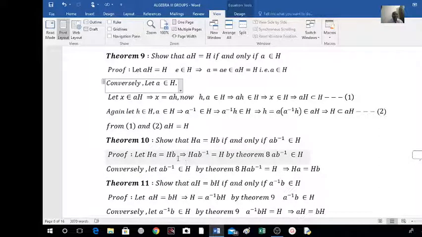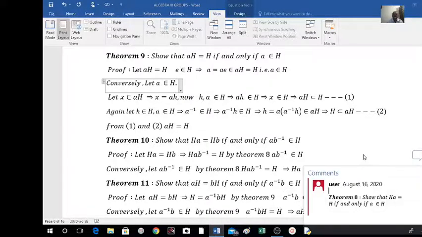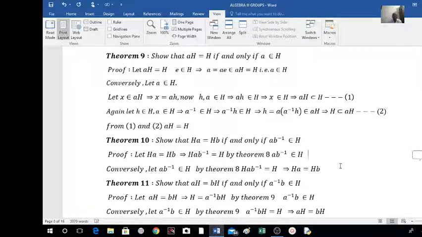What is theorem 8? HA equal to H implies that a belongs to H. Here what I am getting is H a b inverse equal to H. Just think that the whole a b inverse is equal to, say, a. Then how does this look? HA equal to H, then applying theorem 8. Yes, this is theorem 8: show that HA equal to H if and only if a belongs to H. Just assume that this is equal to a.